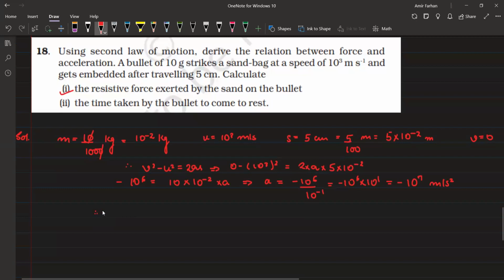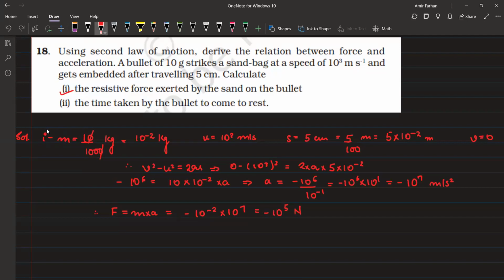Basically, let's talk about the force, that is mass into acceleration. So mass is 10 to the power minus 2 into 10 to the power 7, negative of. Okay, yes or no? What is the mass? Sorry, it is 10 grams, right? 10 grams, so it would be negative of 10 to the power 5 Newton. So this is the first part that we have done.